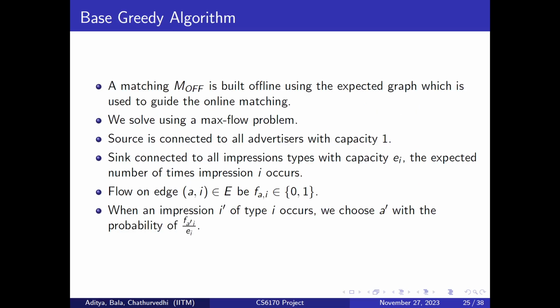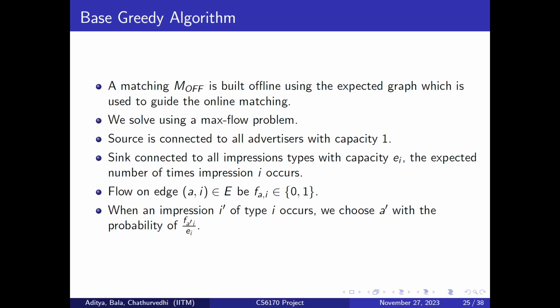Starting with the basic algorithm, we use an offline matching, which is built on the expected graph, to get the online matching. We do this by solving a max flow problem by adding a source and sink. The source is connected to all the advertisers with capacity 1. The sink is connected to all the impressions with capacity e of i, which is the expected number of times the impression i occurs in the online matching. And the flow of an edge belonging to E is either 0 or 1.